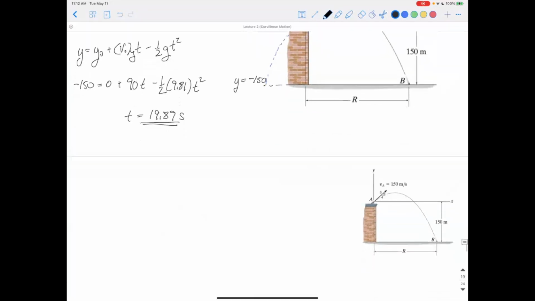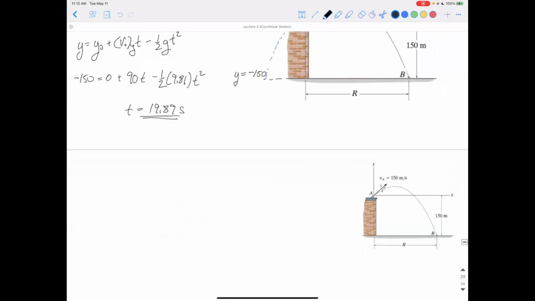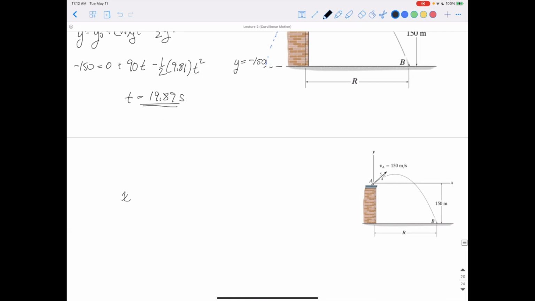So if we use the same process as before, we now have time, and we have our initial x component of velocity, so we can write x is equal to x0, which is just going to be 0, plus v0x times time. So we have 4/5 of 150 times time, which is 19.89. And we get x, which is our range. And that range will be equal to 2,387 meters.